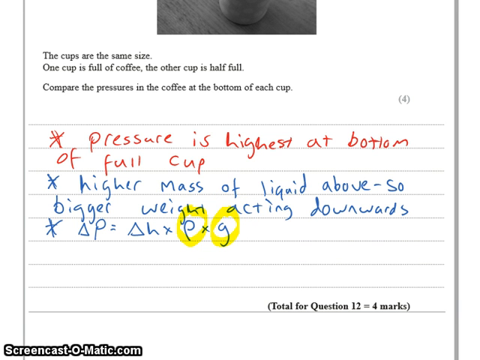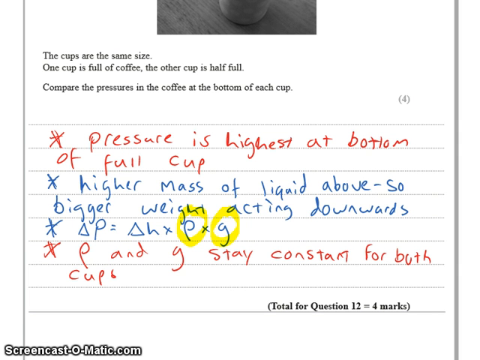So the bigger the height, or the bigger the depth really that you go to under the water, the greater the change in pressure. So the deeper you go, the higher the pressure change. Now in this equation, the density and the gravitational field strength will stay constant for both cups. The only thing that's going to change is going to be our depth, or our change in height. So if the change in height or change in depth increases, then the pressure change is going to be biggest. So as you go deeper into the liquid, you have the highest.